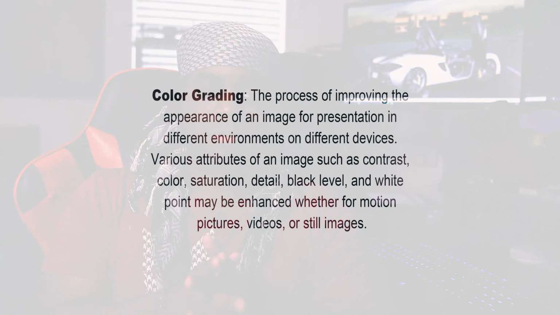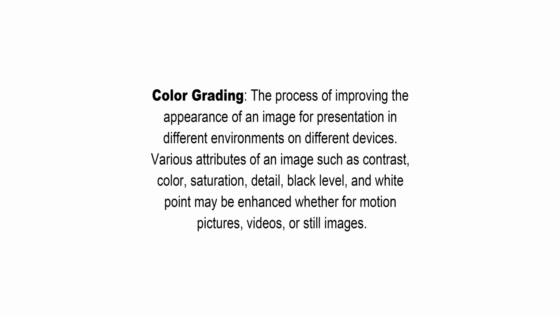Now, if you're already familiar with color grading, you can go ahead and click the time code and go straight to the part that you're looking for. But for those who don't know what color grading is, here it is. Color grading is the process of improving the appearance of an image for presentation in different environments on different devices. Various attributes of an image such as contrast, color, saturation, detail, black level, and white point may be enhanced, whether for motion pictures, video, or still images, which we'll be going over today.